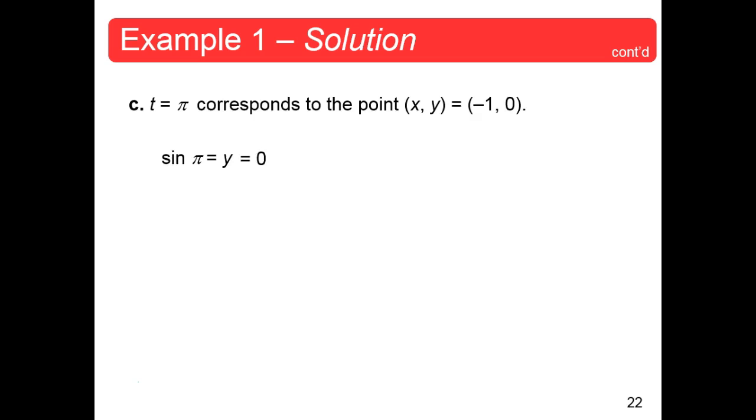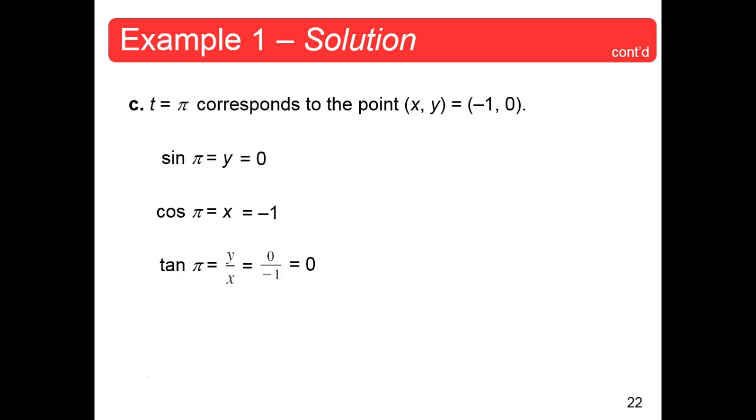The C part, when t is equal to pi, this time you're on one of the axes. T equal pi is the negative x-axis. So out there on the unit circle, you'd be at negative 1, 0, and when you start doing that, your sine of pi being y would be 0. Your cosine of pi would be x, which is negative 1. Your tangent would be the ratio of those two, which is 0.